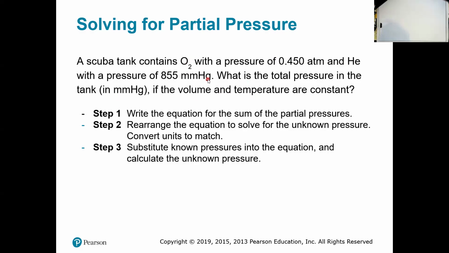Now obviously in this case, we have pressures with different units attached to them. So we're going to want to convert one of these before we start doing any of our math here. In this question, they're asking for the total pressure to be in units of millimeters of mercury. So we'll focus on converting our oxygen pressure into millimeters of mercury.